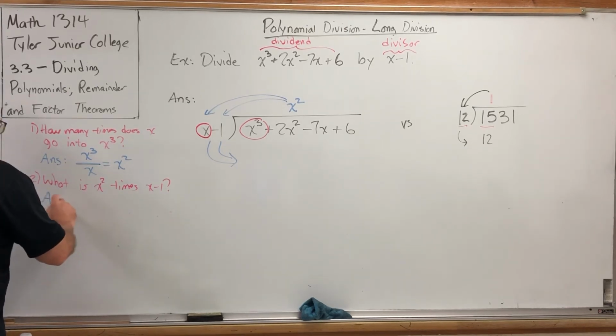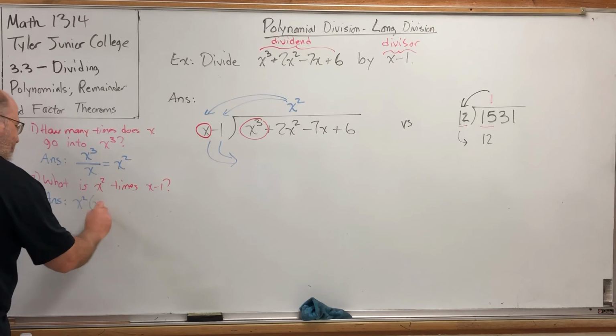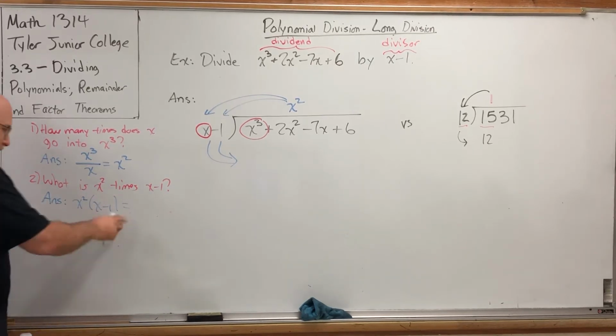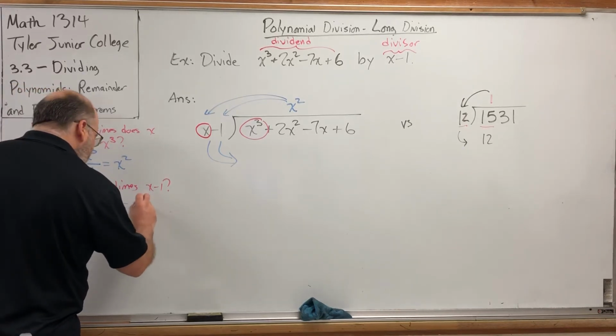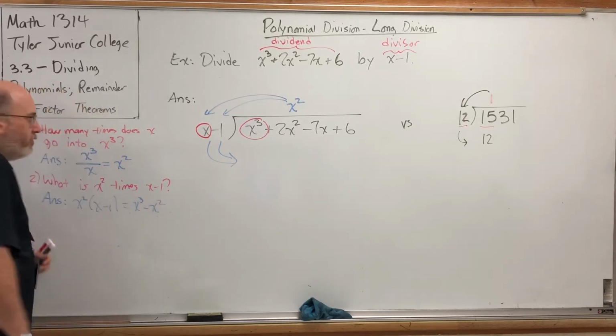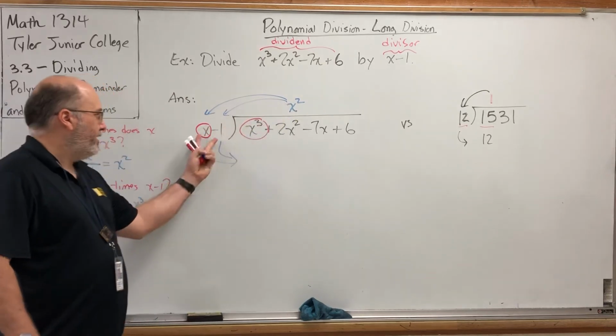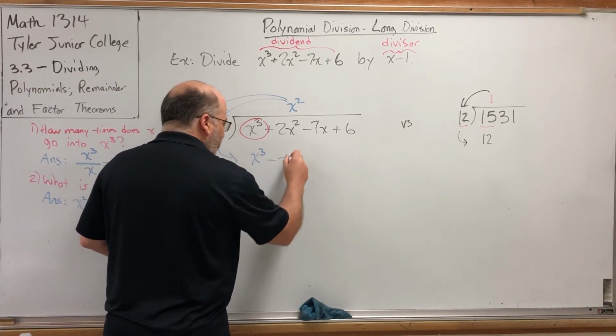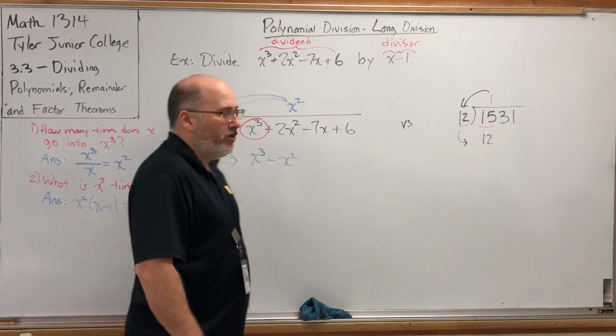I'll go ahead and write the work over here, but in practice, you don't want to have to go to the side to answer all these questions. You need to know what the questions are, but they should be simple enough most of the time that you can answer them in your head. If I distribute the x squared, I get x cubed minus x squared. So x squared times x minus 1 is x cubed minus x squared.